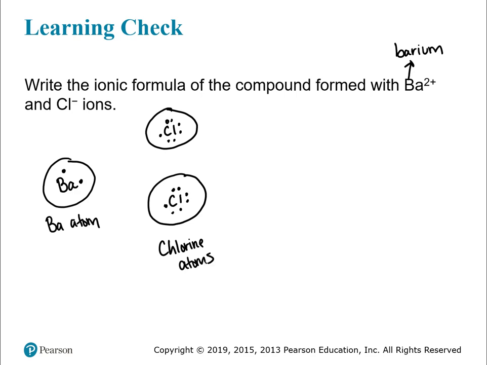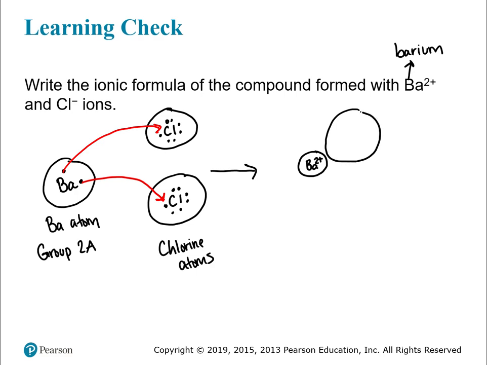Barium wants to give away two electrons. It's in group 2A. It's going to give one to one chlorine atom and the other to another chlorine atom. That results in barium 2+ forming. And then we also have chloride ions forming.